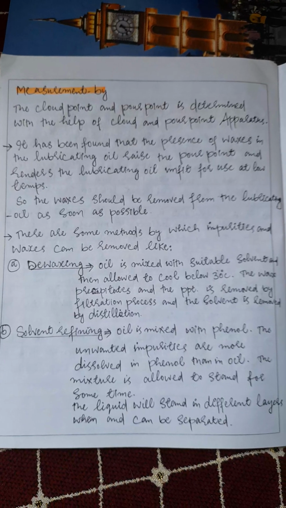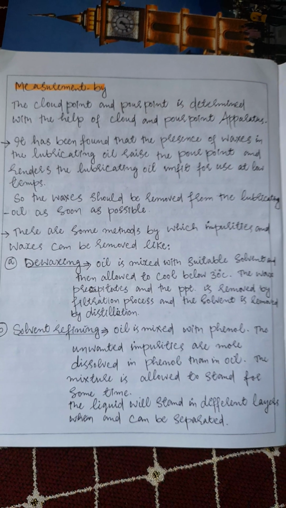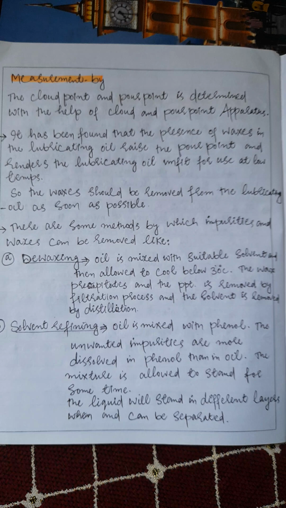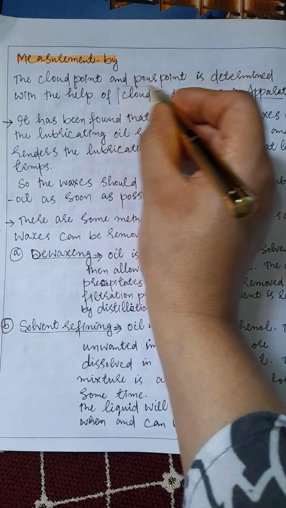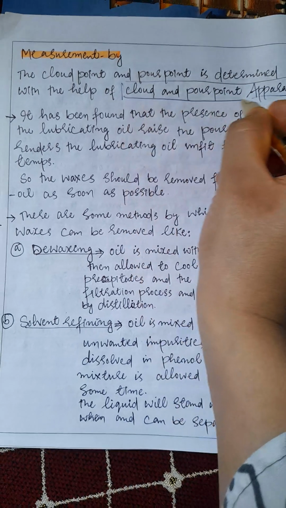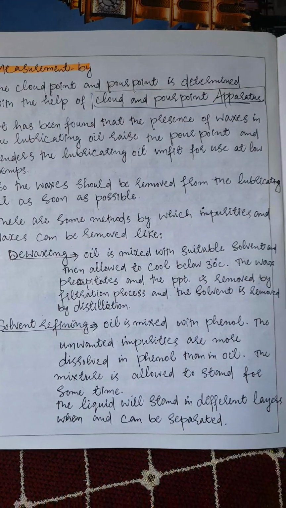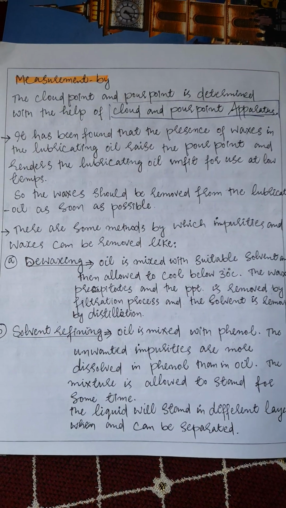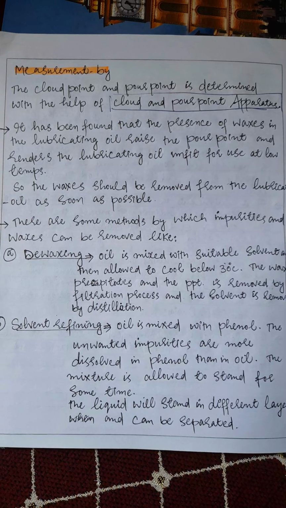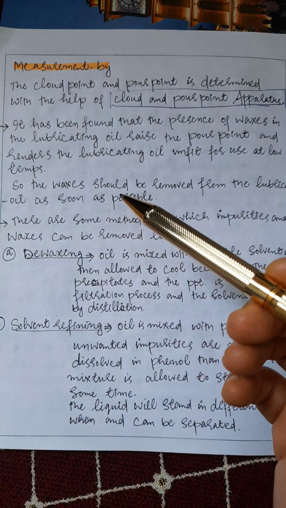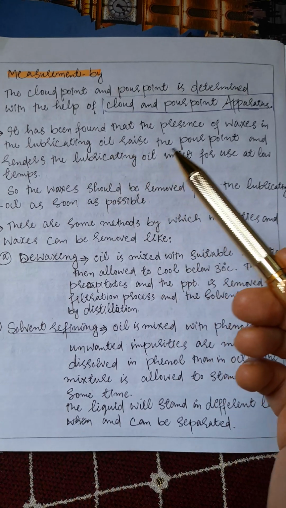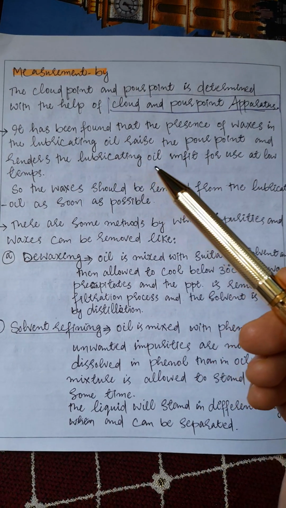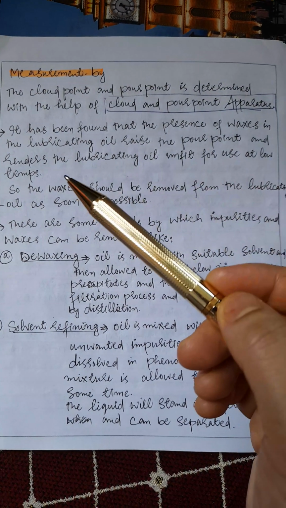Fine. Now how are cloud point and pour point determined? We determine them with the help of an apparatus called the cloud and pour point apparatus. It can be seen in any chemistry lab. Sometimes it is found that the presence of wax in the lubricating oil raises the pour point and renders the lubricating oil unfit for use at low temperatures.